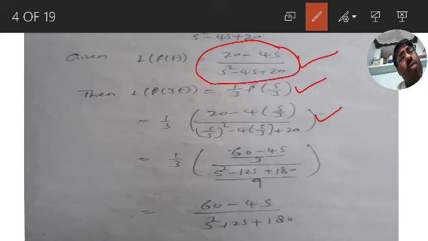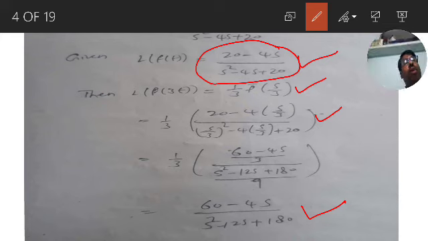Then cancel equal factors: 3 1 ja 3 3 ja, and 3 1 ja 3 1 ja 9 and 9 cancel in numerator and denominator. So what is the answer? The answer is (60 minus 4s) by (s square minus 12s plus 180). So this is our answer.